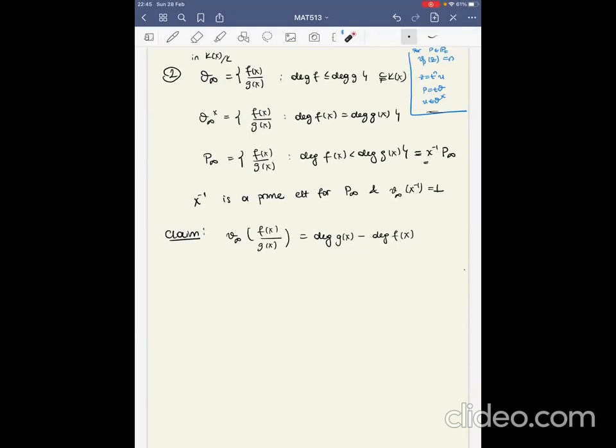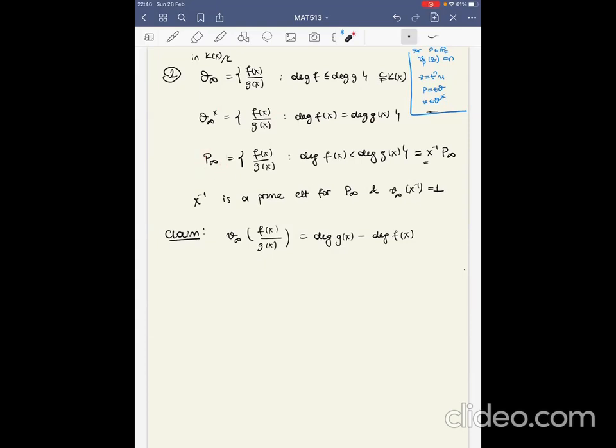Hi again. As I mentioned in the previous video, here we want to understand the discrete valuation, the residue class field and map for the places P infinity. For this purpose, let me briefly recall the definition of the valuation ring O infinity, which contains the fractions whose degree of the numerator is less than or equal to the degree of the denominator. We say that it's a unit if they have the same polynomial degree.